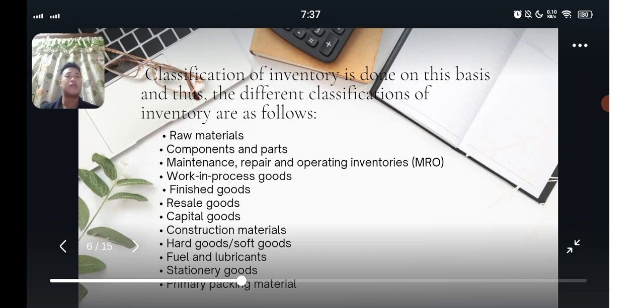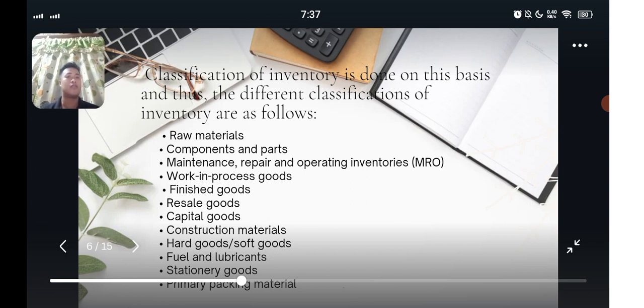Next one is maintenance, repair and operating inventories, or MRO. The term refers to the components, materials, and supplies that are consumed or utilized in regular upkeep and repair operations in order to support operations. The next one is work in process goods, which are those that are still being manufactured or are just half finished in between substantial conversion phases. They are typically assessed for accounting purposes. So that's for work in process goods.